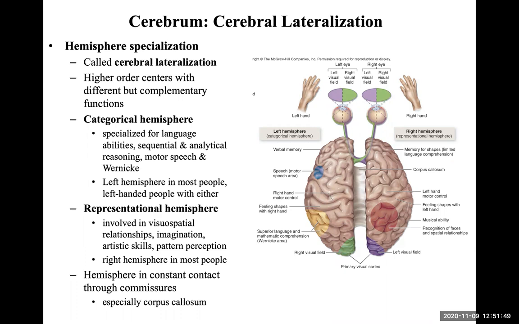The left hemisphere is what we call the categorical hemisphere. The reason it's called the categorical hemisphere is largely because of the way in which memories and activities are stored in this area. First of all, the left hemisphere is responsible for speech, right? The left hemisphere is where you find Wernicke's area. It's where you find Broca's area.